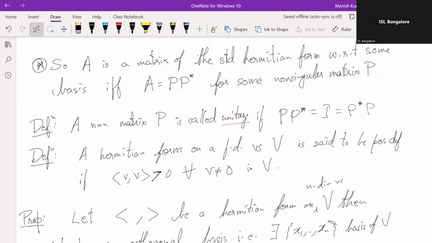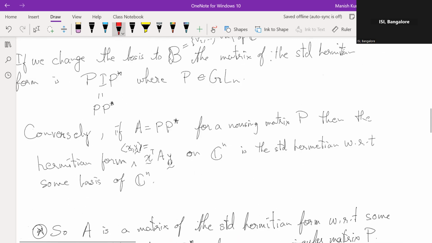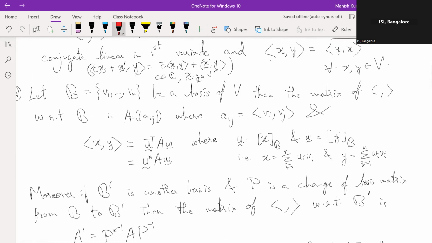Now a Hermitian form is called positive definite. A symmetric form is similar to the bilinear form, called a symmetric bilinear form. It's called positive definite if the inner product of v with itself is positive for all non-zero v. This is not just any complex number. It has to be a real number, and it should be a positive real number. A priori, it's not clear why v comma v is real.